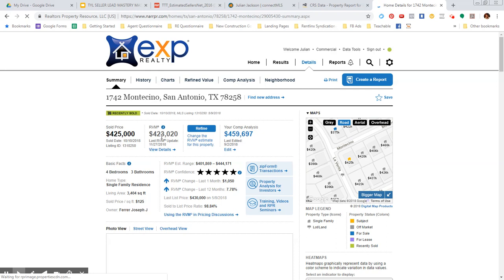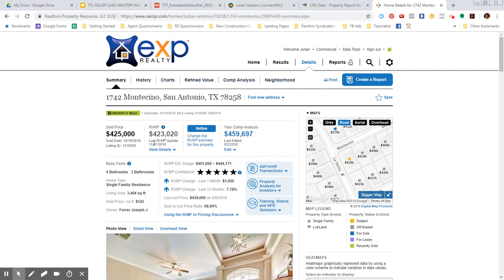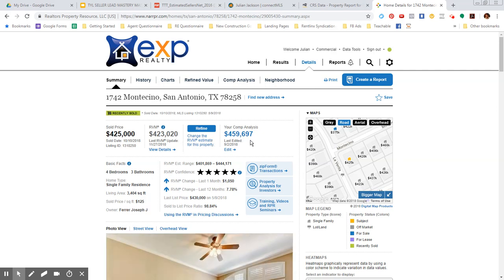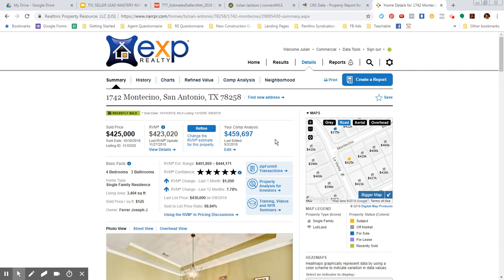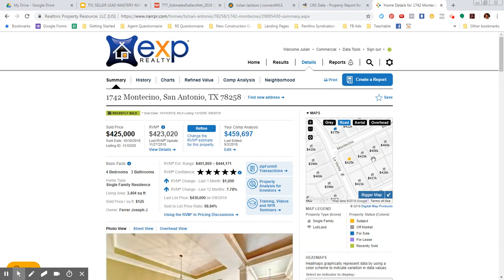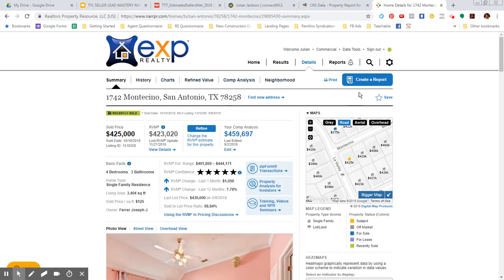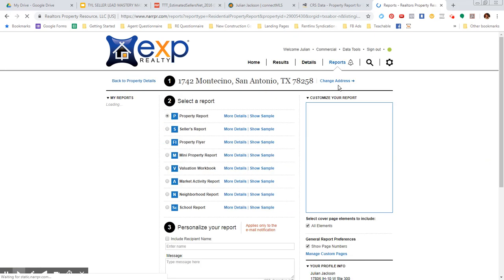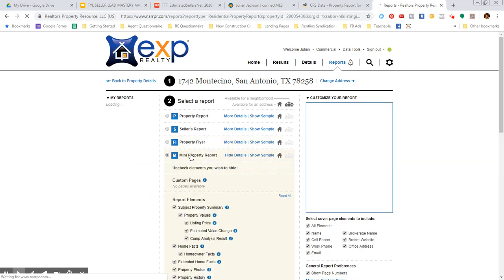That's the sold price. Here is the RVM, which was updated just recently. And the comp analysis could be $459,697. What does that tell us? They've sold a few homes in that neighborhood and the prices are going up. This happens to be a corner lot, and they've sold some of these homes for all around the same range. So if you wanted to run off what we call a mini property report, you just click report. I don't want to print the long one because it's like 70-something pages. Here's the mini property report.